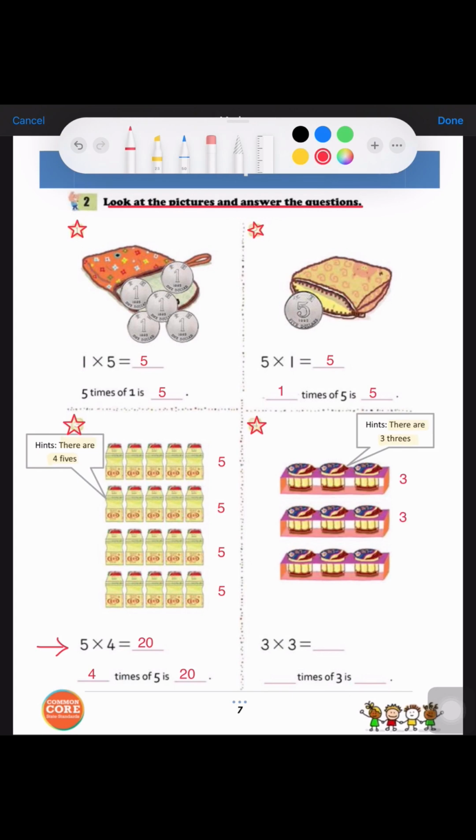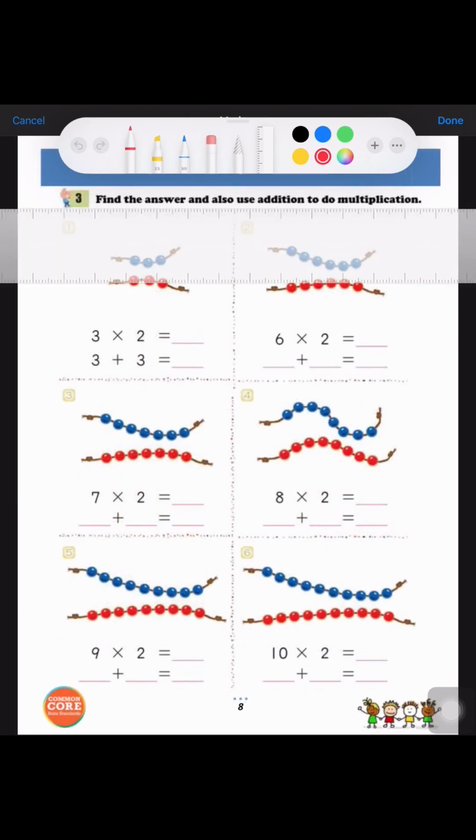So in each row there are 3 puddings, and there are 3 rows. So it would be 3 times 3, which is 9. 9 puddings are there. Okay, take a look at page 8. Find the answer and also use additions to do multiplication.